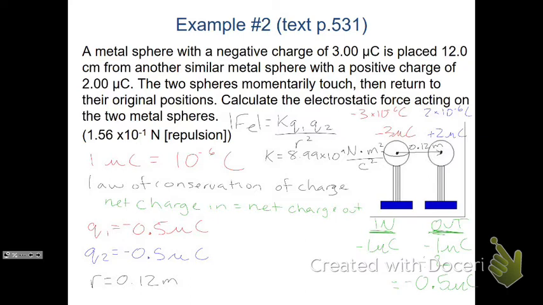Okay, and now we're just going to calculate the electrostatic force acting on the metal spheres. So Fe is equal to K times Q1 times Q2. Now make sure our units are in coulombs, not microcoulombs. So we have negative 0.5 times 10 to the negative 6 coulombs. And because those are the same charge, I'm just going to square that, okay?